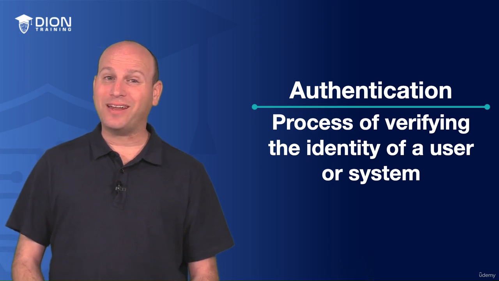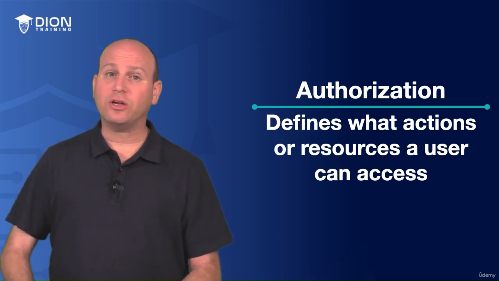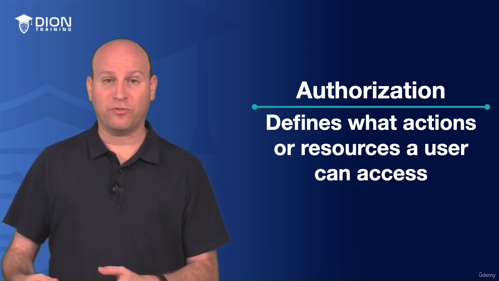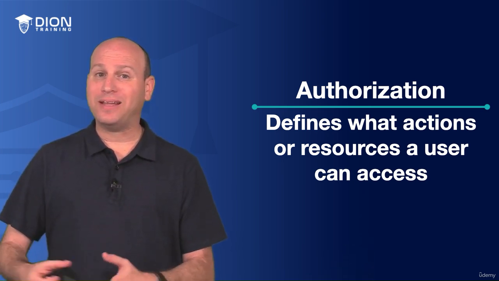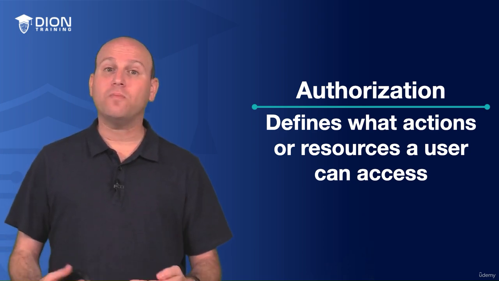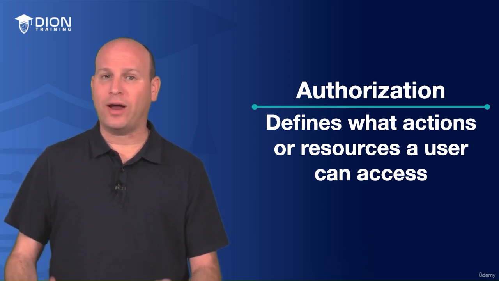Now, once you've been authenticated based on your identity, we then move into authorization. And authorization determines what actions or resources an authenticated user has permissions to perform. For example, in a company database, you as an employee may have the authorization to view records, but you may not be authorized to actually edit them. So you have read permissions, but not write or edit permissions.